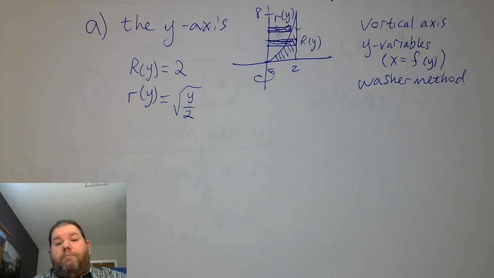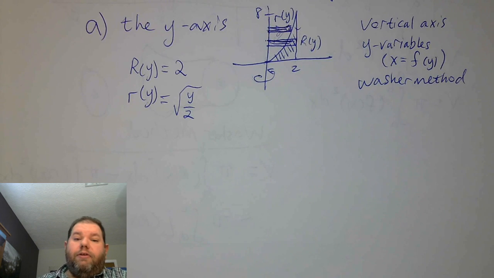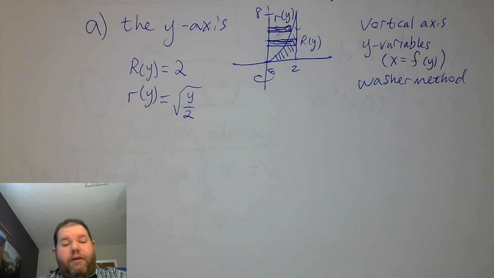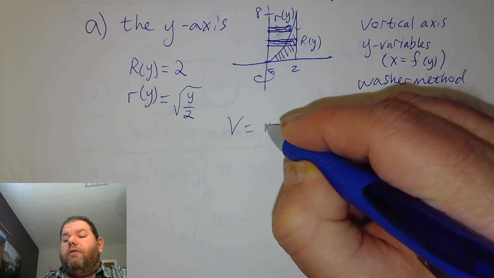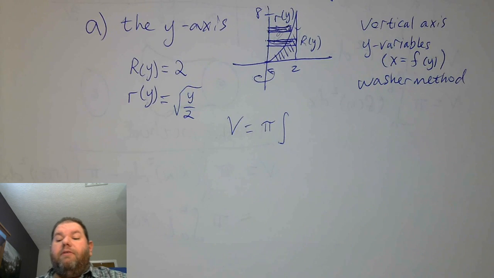And that's really most of the work right there: identifying is our axis horizontal or vertical, which variables do we use, which method do we use, and then identifying the radius or the radii in the case of the washer method like we have here. Now, to set up this integral, we would say our volume equals pi times the integral. What would be our limits of integration if we're working with the y-axis as our axis of revolution, a vertical axis?